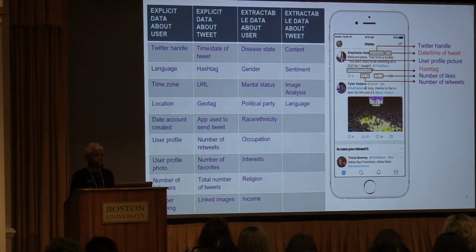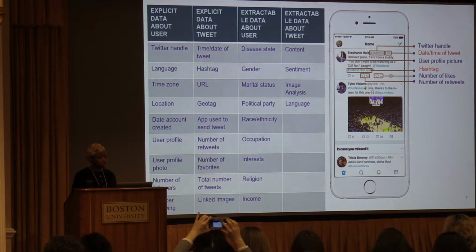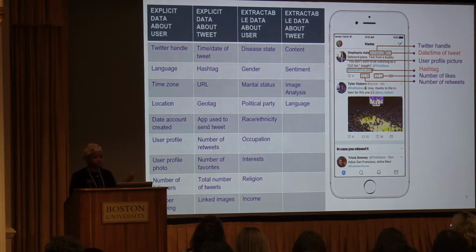I'm sure most of you have been on Twitter and you know how this data looks like, but that's a tweet, and you get information like the Twitter handle, the date and time of the tweet, user profile picture, etc. So there's information that's very explicit about the user. There's information that's very explicit about the tweet. But then you can also extract additional information based on what people have provided. So this could be things like the disease state. So if someone said, I've had cough for 3 days, you can infer that from the data.